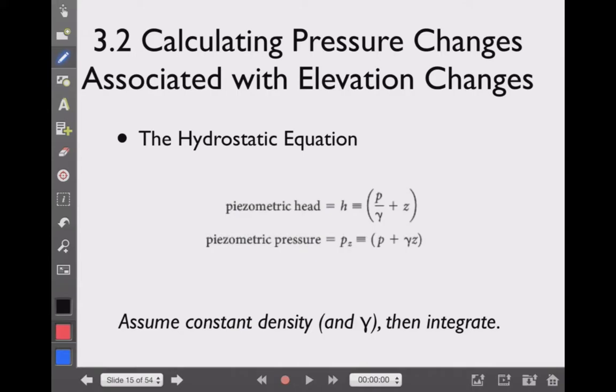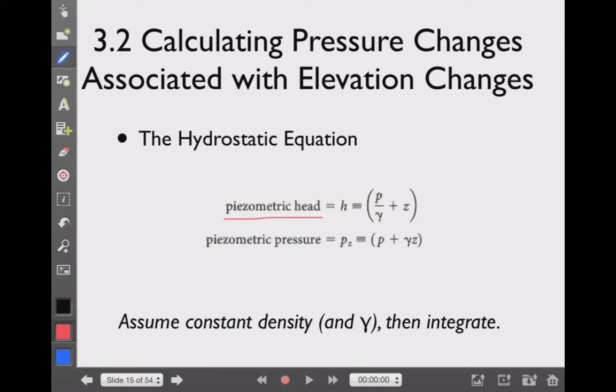All right. So let's now use that and define some terms that are very, very important. You will see these throughout the entire semester. The first is the piezometric head, and that just says that we're going to define a value h, which is the head, defined to be the pressure divided by gamma plus z.